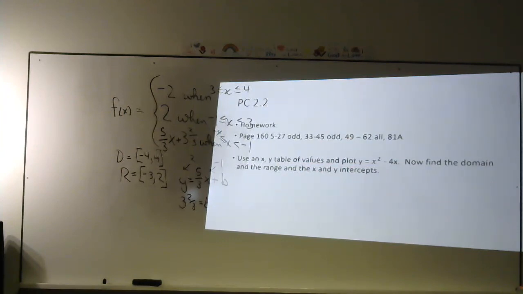Homework, a variety of homework problems. And I want you to plot, you can see the second one there. I want you to plot a parabola. And you're going to have to plot points there because it's a little tricky.